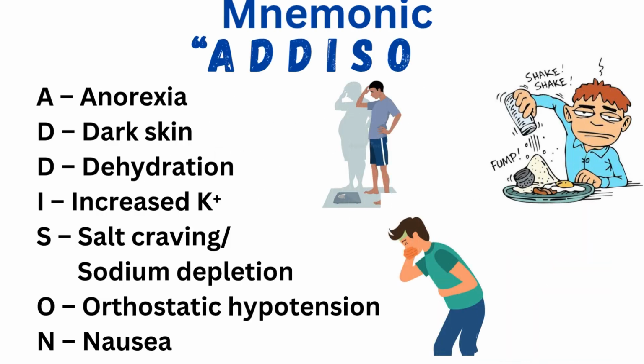You can remember Addison's disease with the mnemonic ADDISON. A: Anorexia. D: Dark skin. D: Dehydration. I: Increased potassium. S: Salt craving, sodium depletion. O: Orthostatic hypotension. N: Nausea.